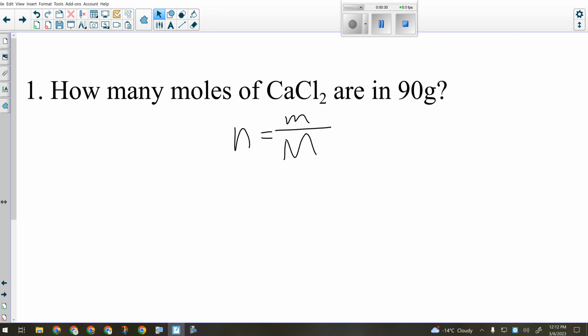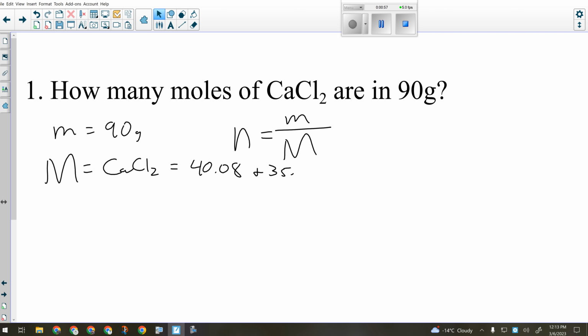So we went over this first example, which was the simplest of the four ways that I can ask you a mole equation. We know the mass in this question being 90 grams. We know the material is calcium chloride, which enables us to calculate its molar mass by taking the atomic mass of calcium, 40.08. There's only one calcium, so I only need one of those, plus the mass of two chlorines, 35.45 times 2, because there are two of them, which gave us 110.98 grams per mole.